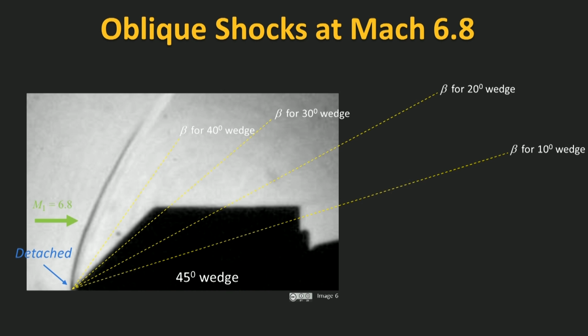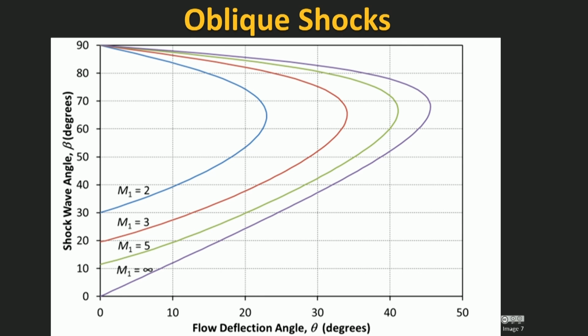For completeness, here is the progression of the shock angles we obtained for wedge angles from 10 degrees up to 40 degrees. From our analysis of oblique shock waves, you'll recall that we can plot beta, the shock wave angle, as a function of theta, the flow deflection angle, for any given Mach number. Here's the plot we had earlier. We have beta on the vertical scale and theta on the horizontal scale, and we're showing curves for different Mach numbers.